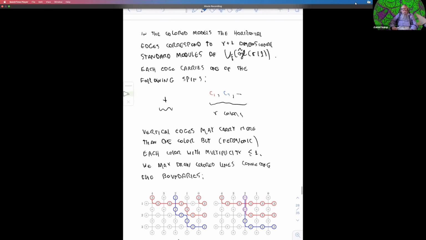So in the colored models, the horizontal edges correspond to the r+1 dimensional standard modules of this quantum group. The standard module is a super vector space. It has an even part that's r-dimensional, and then it has an odd part that is one-dimensional. In terms of the colors, the even part corresponds to the r colors, and then the odd part.